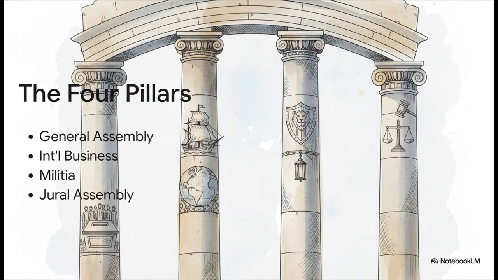First, you've got the General Assembly, which handles interstate business, local issues, and elections. Second is the International Business Assembly for interstate and global matters. Third is the militia. Now, the text defined the militia primarily around peacekeeping, safety, and community services. And finally, the 4th pillar is the Jural Assembly, which handles the courts.